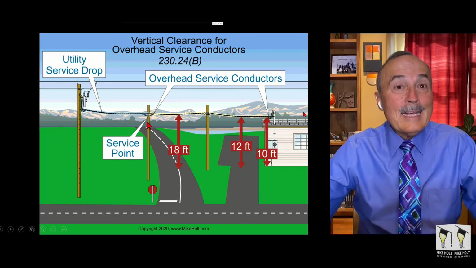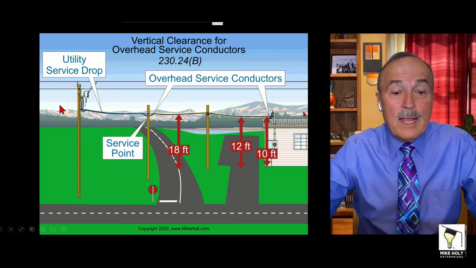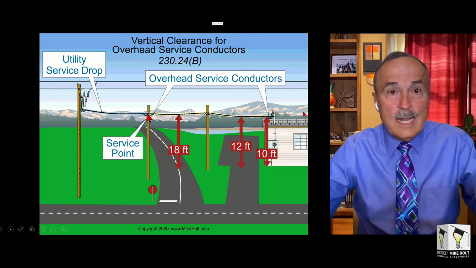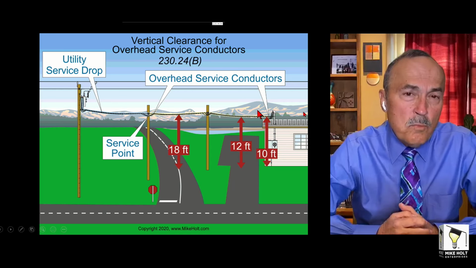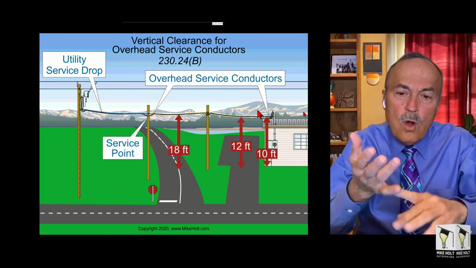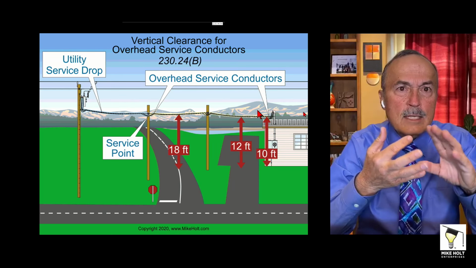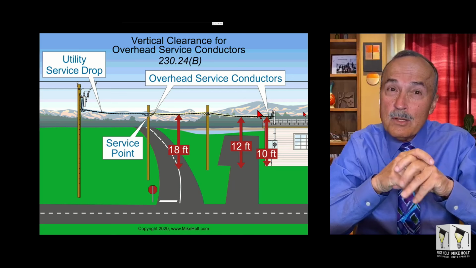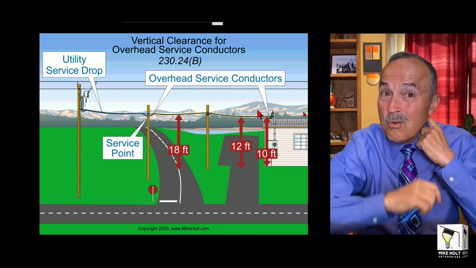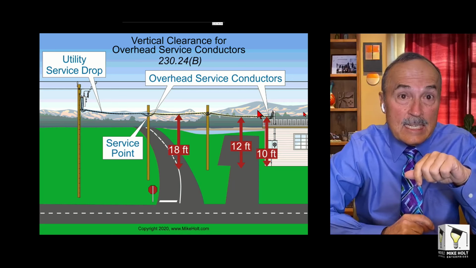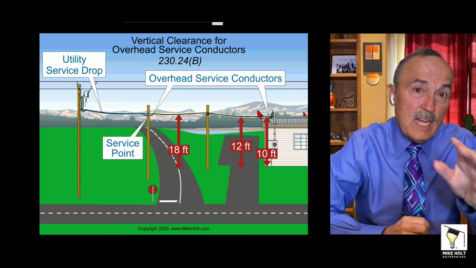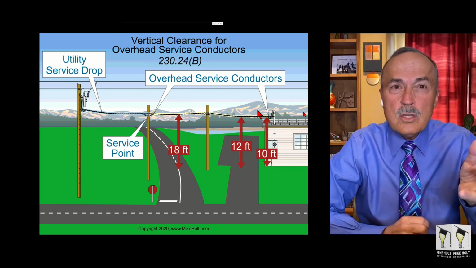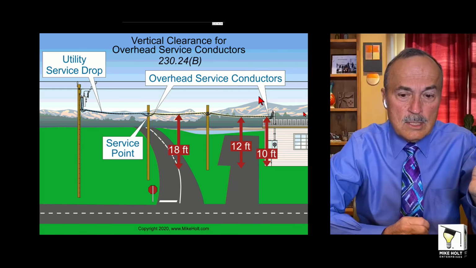Now, again, if the utility is installing them, when they stop at their drop, then after that, when you get to the code book and they talk about all these heights over walkways and driveways and all that other stuff, they're talking about you installing service conductors, which is probably not likely. You might be installing feeder conductors. Well, that's going to be 225, I think 225.18, which is something we could talk about if somebody wanted us to get into it at some other time.